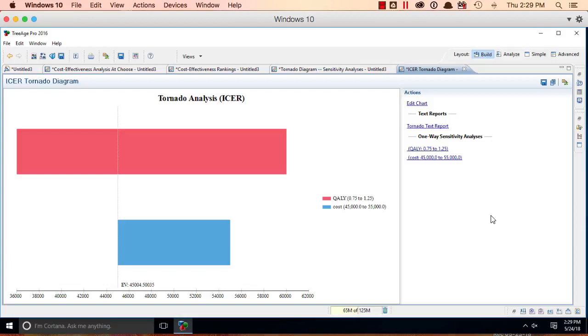In this case, the blue bar is smaller. The bar for cost is smaller. The blue bar is cost. Cost has a smaller influence on the ICER. And it just ranks them. So it can have a lot more bars, and the largest bar is always the largest influence on the ICER or the net monetary benefit. The smallest bar is always the smallest influence on the net monetary benefit or the ICER.